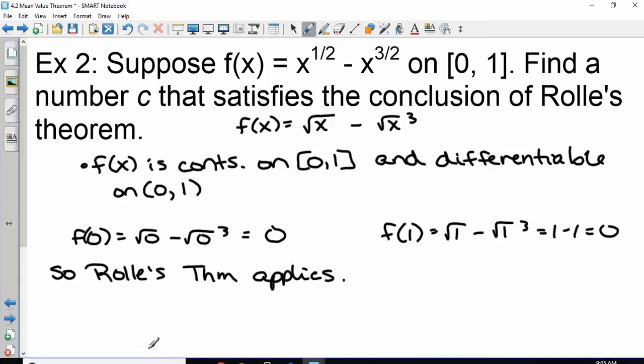Then what does Rolle's theorem tell us? What has to be true? What's 0? The velocity, or the derivative. So now we're going to find this derivative and set it equal to 0. And we should get some number between 0 and 1.